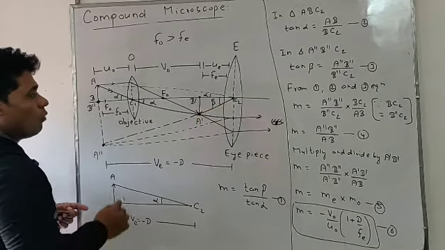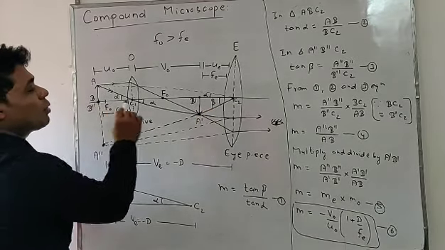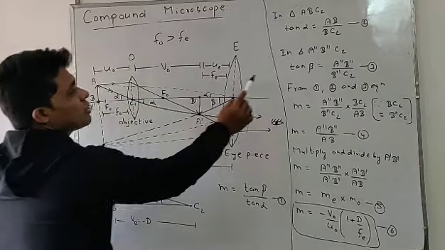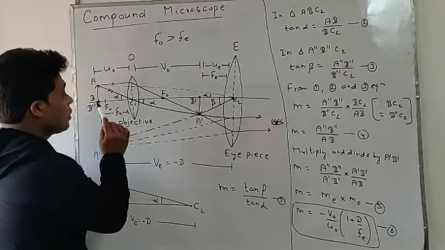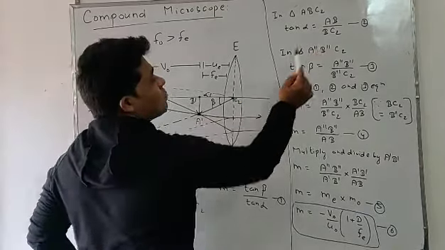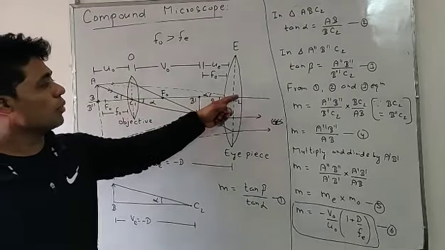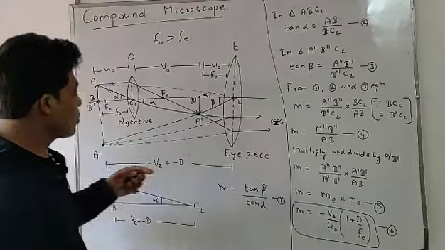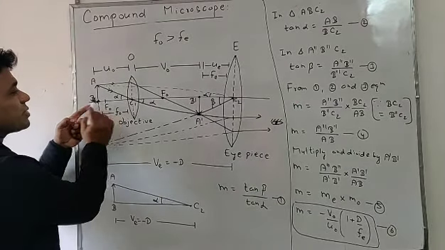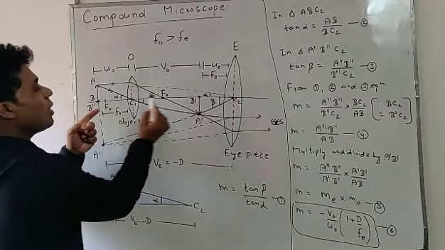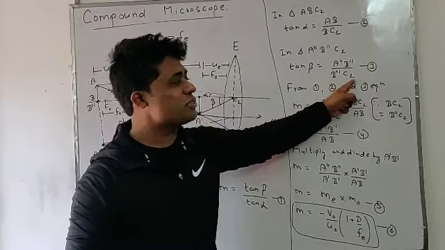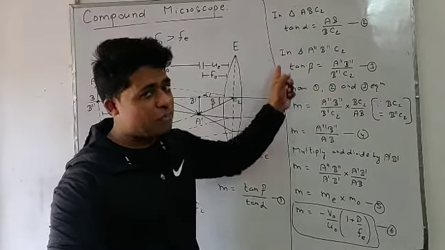In triangle ABC2, what is tan alpha? Perpendicular by base. Perpendicular is AB and base is BC2. And using the triangle A double dash B double dash C2, I am going to find tan beta. Perpendicular is A double dash B double dash and base is B double dash C2. We got the value of tan alpha and tan beta.